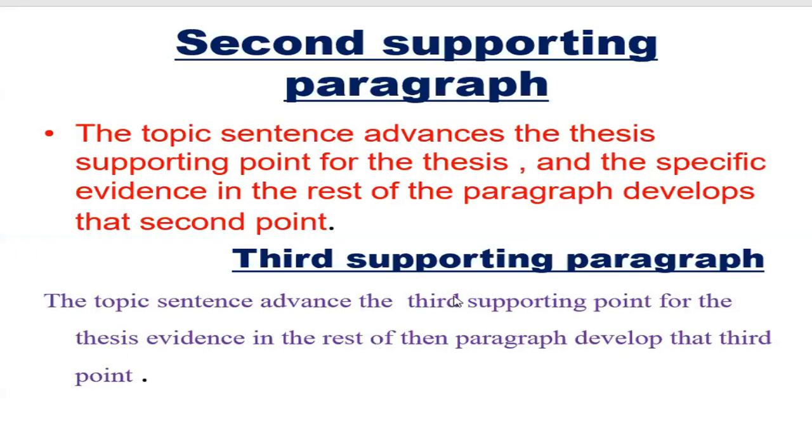The third supporting paragraph: the topic sentence advances the third supporting point for the thesis, and the evidence in the rest of the paragraph develops that third point. The third point is the last paragraph. In the body part, we find 3 paragraphs: first supporting, second supporting, third supporting paragraphs. These 3 paragraphs explain each thesis statement: unsafe sex, blood contamination, and carriage after maternal. One thesis in 1 paragraph. The third supporting paragraph is like this.